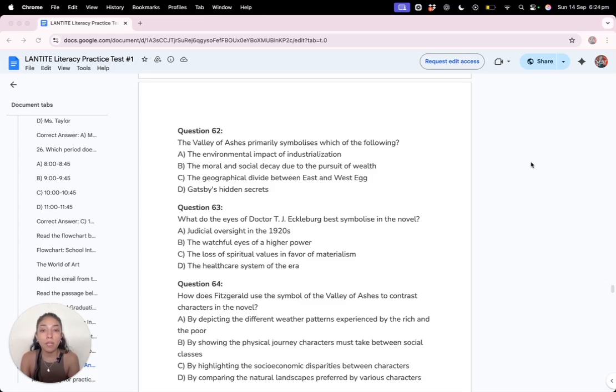So reading the above, we know that it is B, the moral and social decay due to the pursuit of wealth. And that's because the Valley of Ashes is a direct representation of the degradation brought on by the excessive and reckless pursuit of wealth, which corrupts societal and moral values.